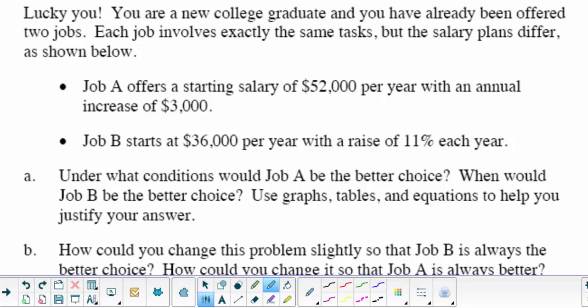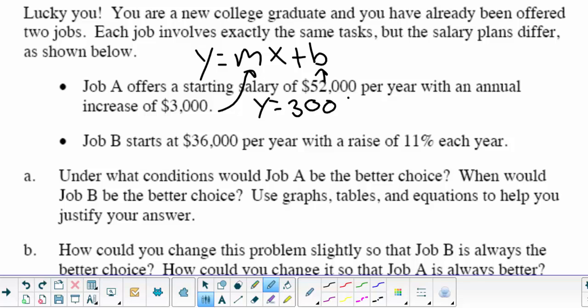So we want to figure out, when is job A a better situation? When is job B? Kind of think about this for a minute and make a decision on what job you would want to take. So we need to be able to represent these with some sort of equation. So job A, to me, it looks like it's linear, right? Because we have a starting point, the y-intercept, and then our slope. So our starting point would be the 52,000, and our slope's 3,000 per year. So we could represent this to be y equals 3,000x plus 52,000.